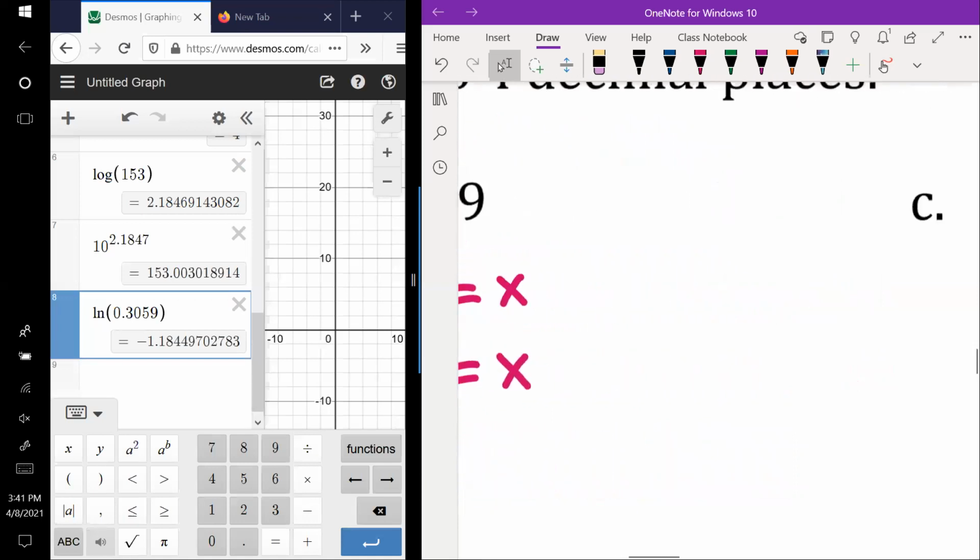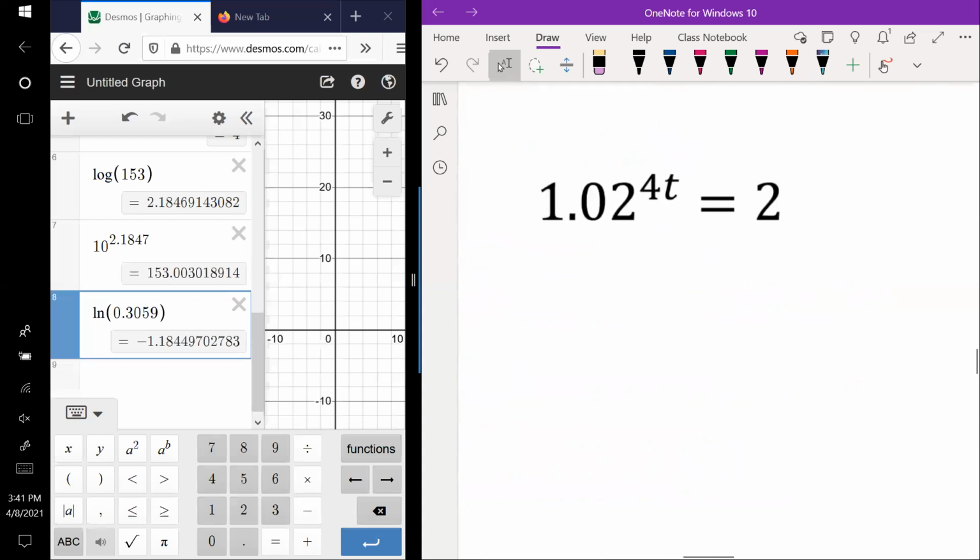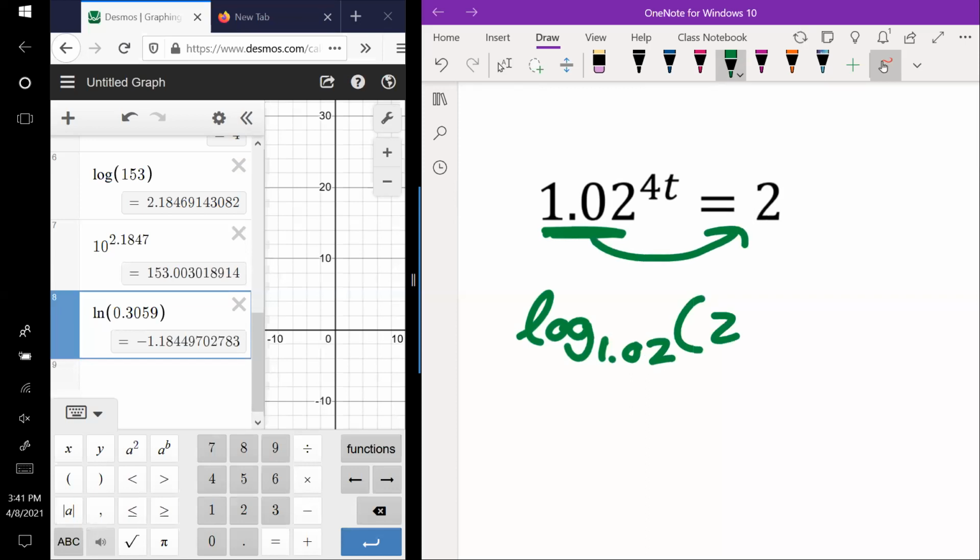All right. C, we're going to do the same exact thing. Convert from exponential to log. And now since this has a base of 1.02, we're going to use the regular logarithm. So this 1.02, that is our base. So this is going to become log base 1.02 of the outside number of 2 set equal to the exponent of 4t.